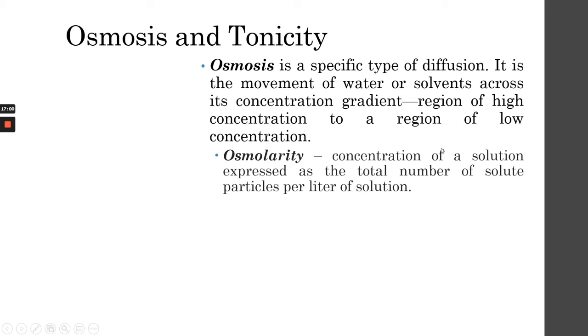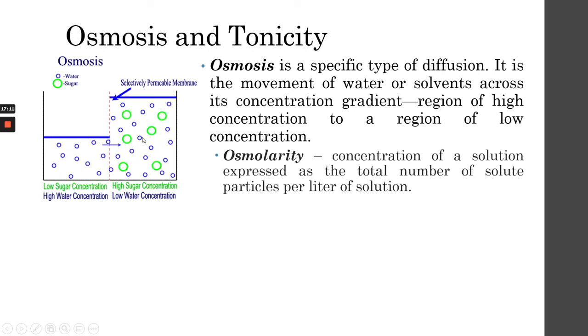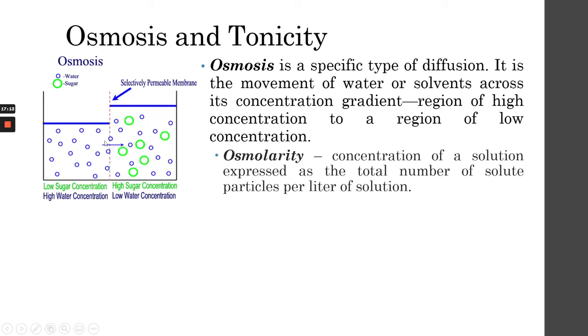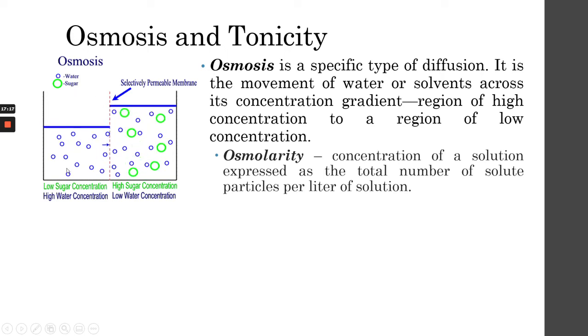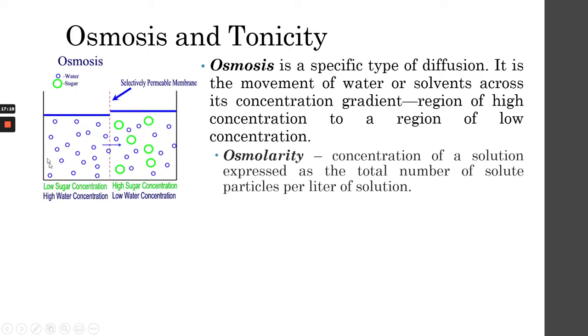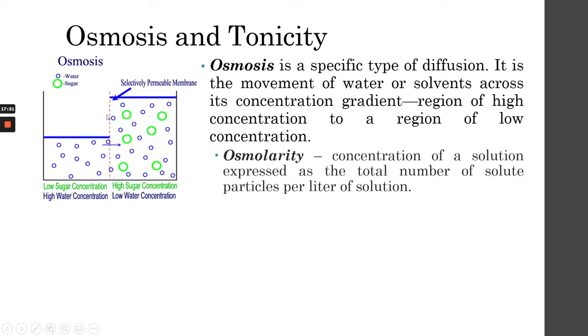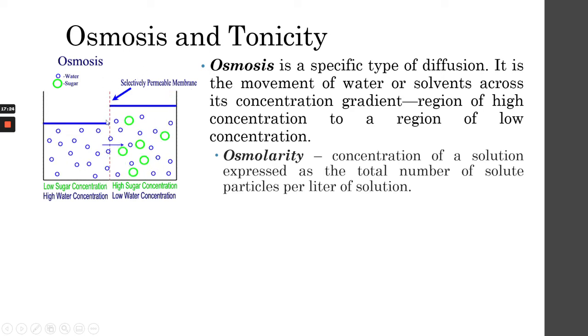Osmolarity is a measure of concentration of a solution expressed as the total number of solute particles per liter of solution. So let's look at the example here. As you can see on the left, let's say this is a massive beaker, and we separated it with a selectively permeable membrane.